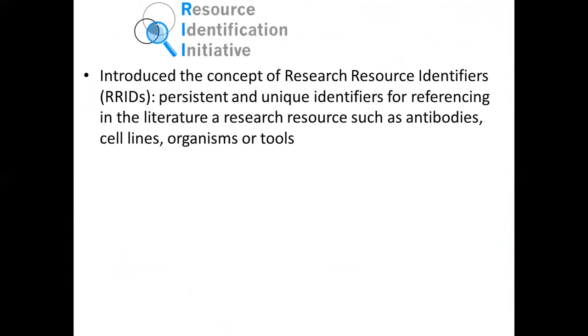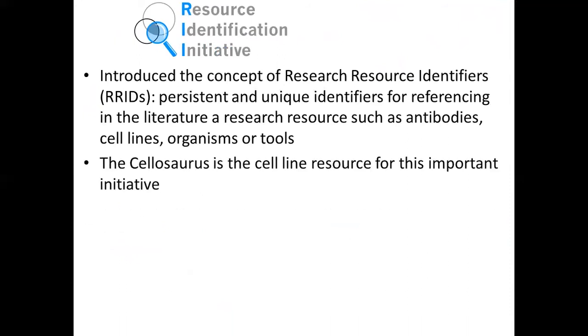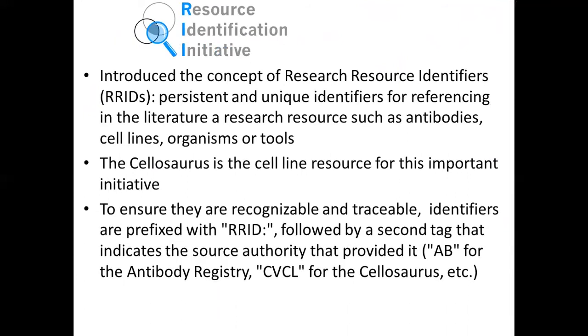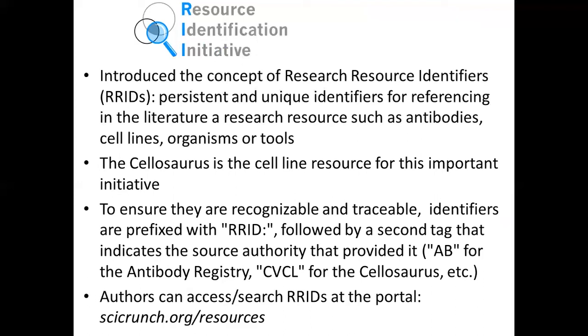And I don't remember exactly when we started working together with Anita, but I think it's almost 2 years ago, also with cell lines, with the Cellosaurus. So as most of you well know, but maybe some do not, the identifiers are prefixed with RRID for research resource identifier, and a second tag which tells what type of resource it is, like AB for antibodies, CVCL for Cellosaurus, and so on. And people can access and search those RRIDs at the SciCrunch portal.